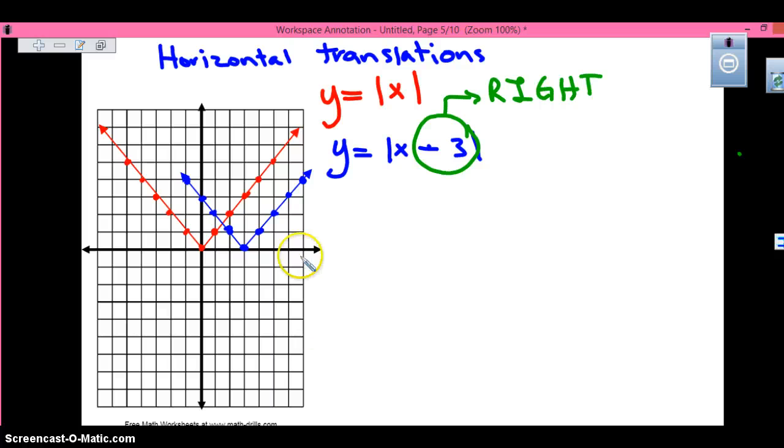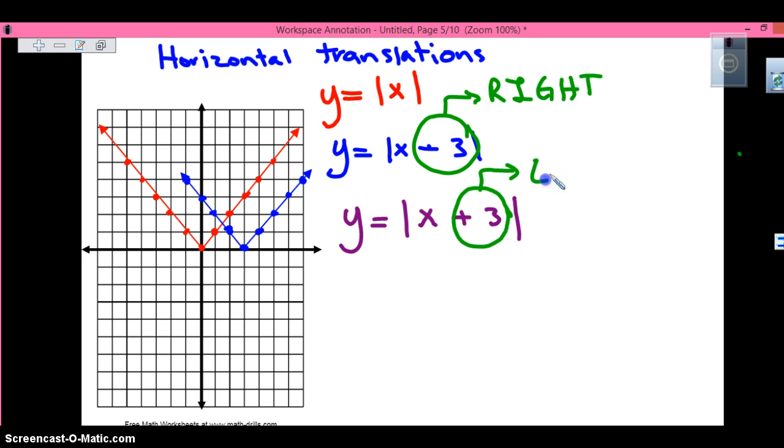If we have to draw the graph for y equals the absolute value of x plus 3, this plus 3 inside the absolute value tells us that it's a translation to the left. So we will move our graph 1, 2, 3 spaces to the left. Same shape, different position.